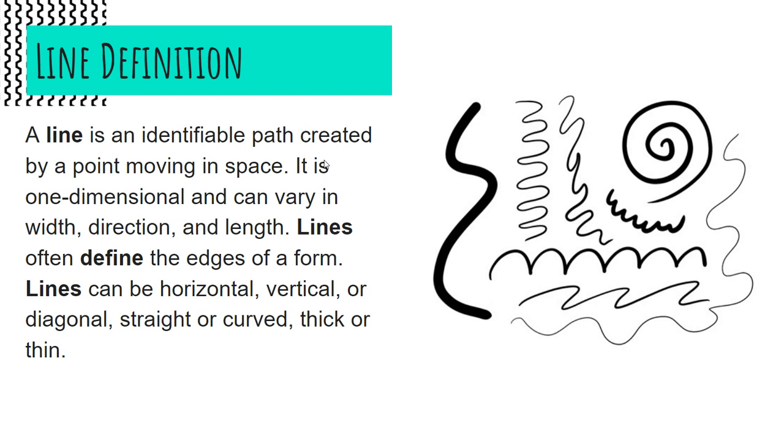Okay, so lines can also define the edge of a form. Like I was saying, you can outline a shape by creating 4 lines. You make a square or a parallelogram, or there's a lot of different things, but 4 lines at right angles would create a square. Okay, lines can also be directional in that they can be horizontal, vertical, diagonal, straight, or curved.